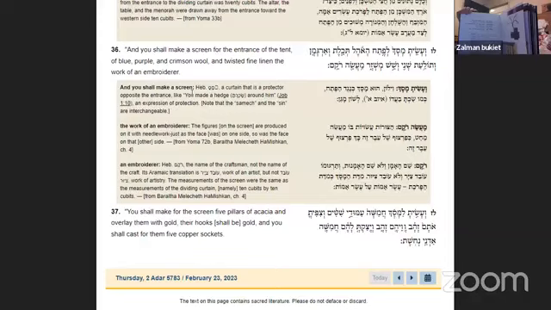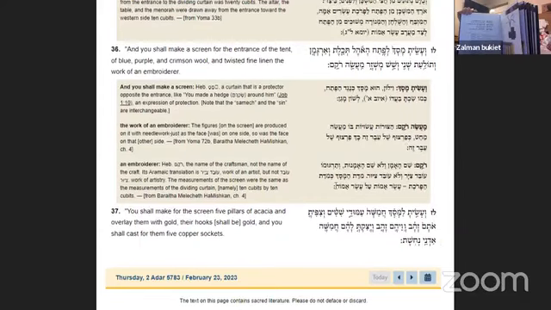Let's look. You should make a screen. Rashi says a curtain that is a protector opposite the entrance, like you made a hedge around him. Like it says in the verse, you made a hedge around him, an expression of protection. The work of an embroiderer, the figures, the pictures on the screen are produced on it with needlework, just as the face was on one side, so was the face on the other side. This is very intricate drawings.